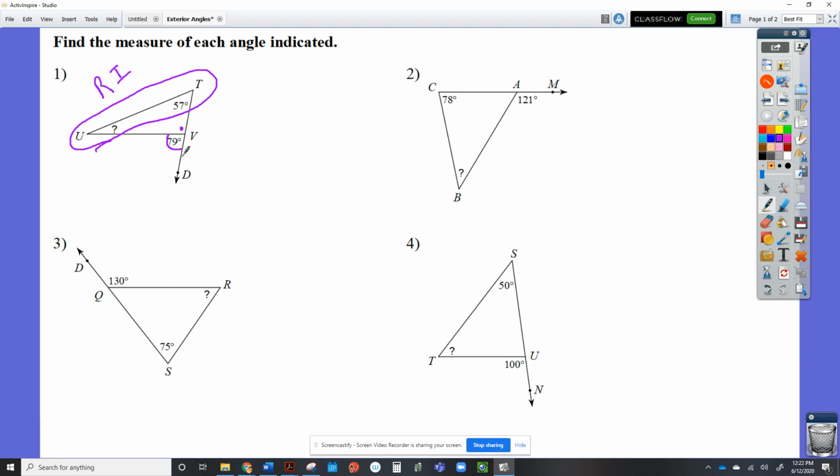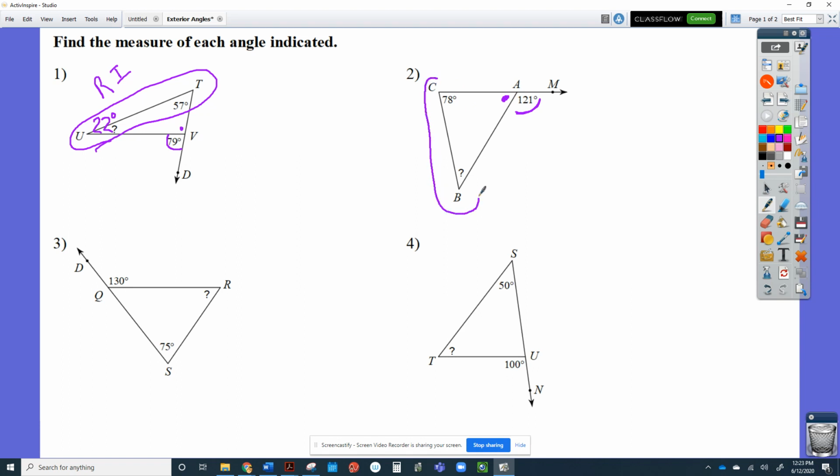you get that the answer is 22. So angle U right here would equal 22 degrees. And double check yourself, 22 plus 57 does equal 79. All right, the next one here is the exterior angle right here. The one adjacent to it is the interior angle that's adjacent to the exterior angle.